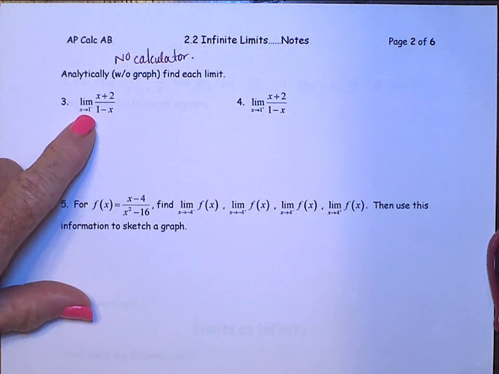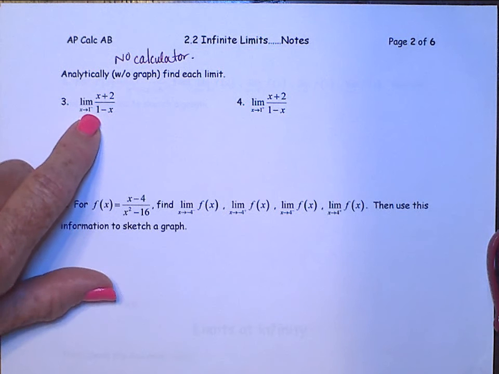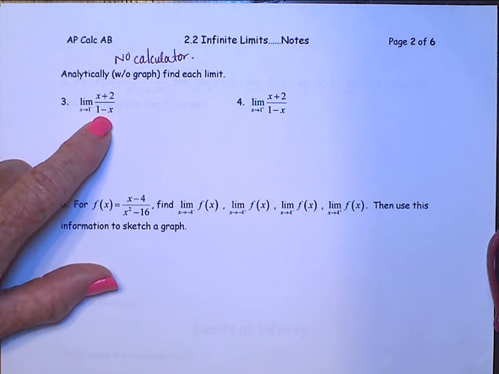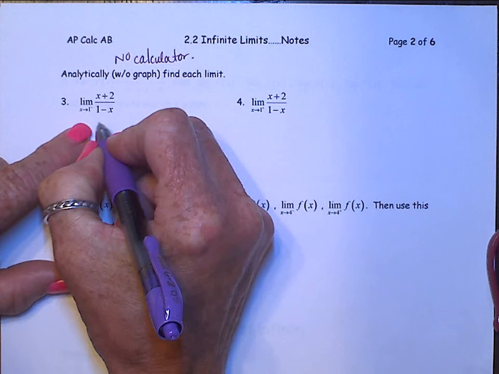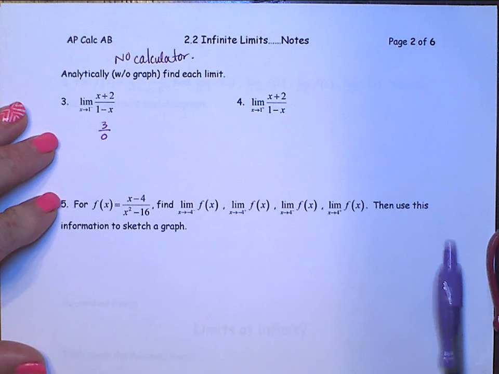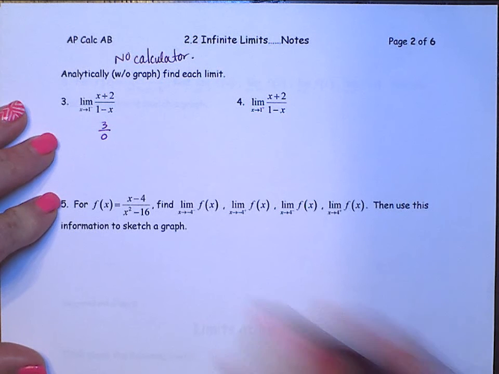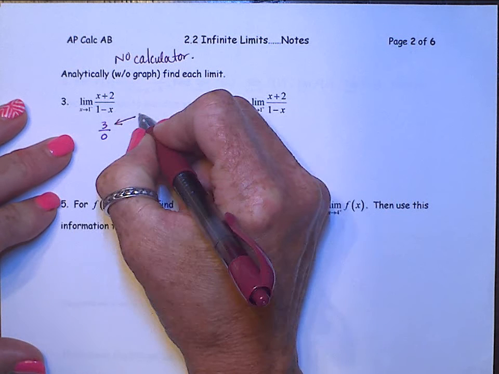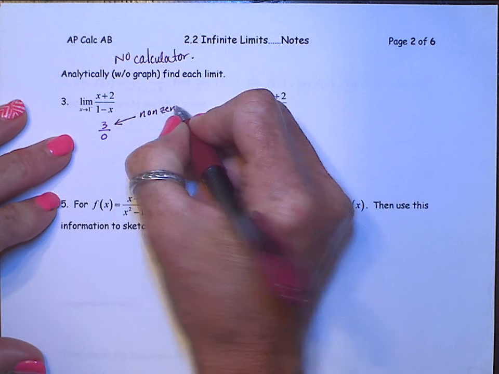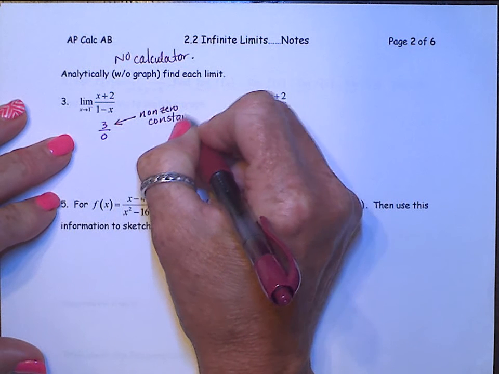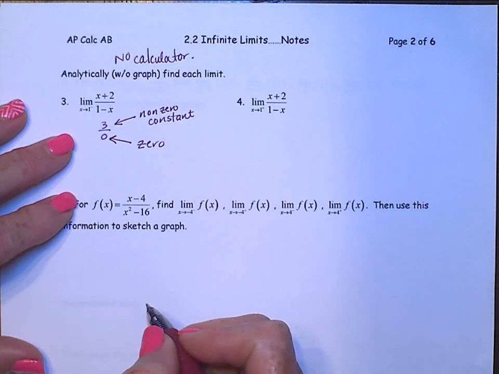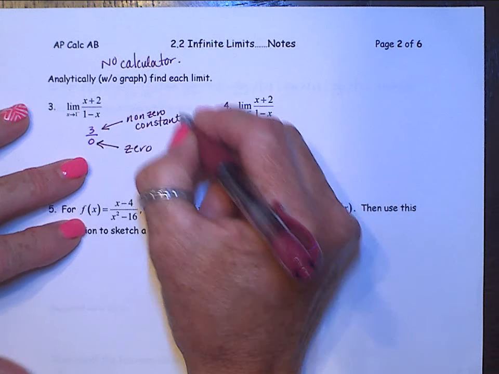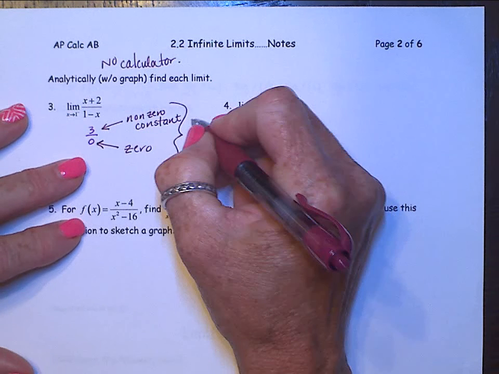All right, let's look at this one. The limit as x approaches 1 from the left of x plus 2 over 1 minus x. The first thing that we do when we evaluate limits is substitute in. So let's go ahead and do that. When we substitute in a 1, we'll get a 3 over 0. When this situation occurs, when we have a non-zero constant in the numerator and a 0 in the denominator, this tells us that the limit is positive or negative infinity.